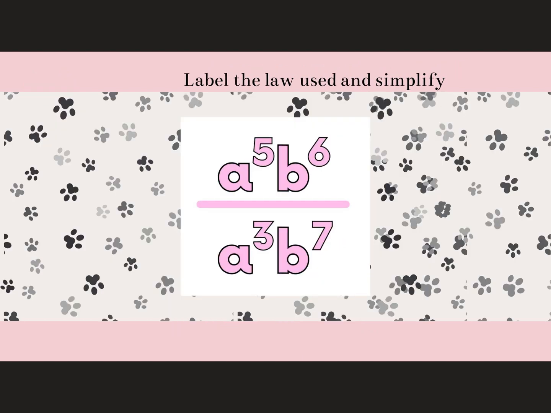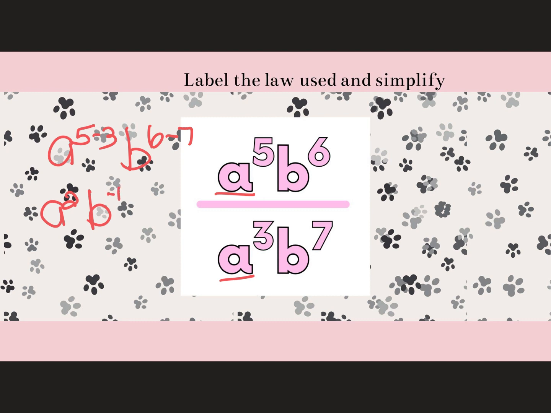Try this one on your own. So you should have used quotient rule because we are dividing. Remember, with quotient rule, if the bases are the same, we are simply subtracting our exponents. So here I have the same base of my a. So this is a, 5 minus 3. And then I can do the same thing with my b, 6 minus 7. So I'm left with a to the 2nd, b to the negative 1.